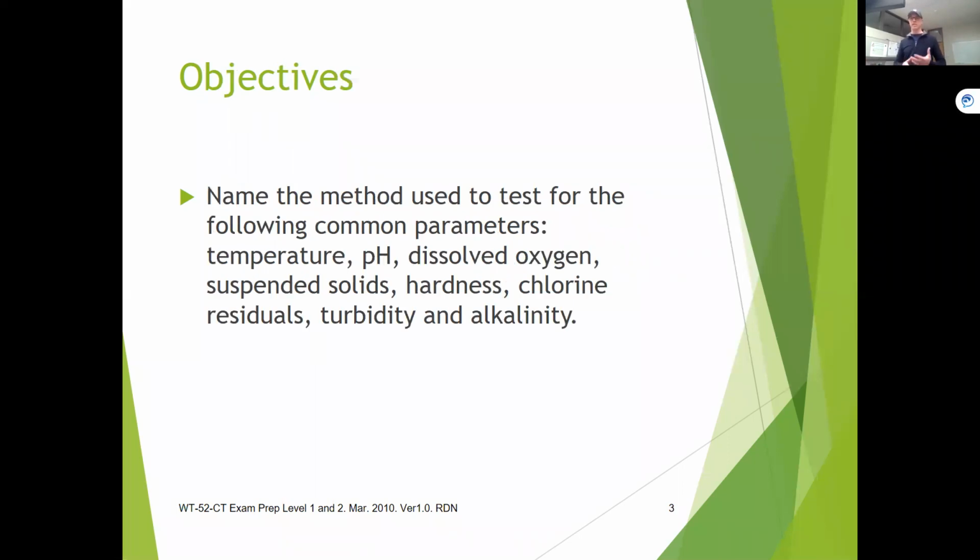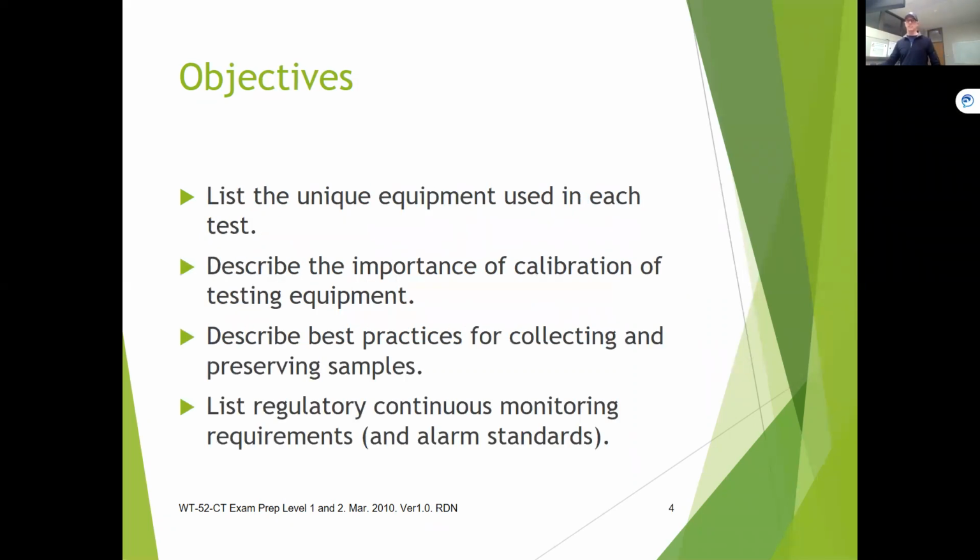We're also going to name some of the tests for pH and temperature, dissolved oxygen, and why we test for this stuff. Hardness and chlorine, turbidity and alkalinity. These are all really important things. We learned that as we went through the lectures, and some of these things really do affect how our other treatment processes go. We're going to list some of the equipment that is used in doing some of these tests.